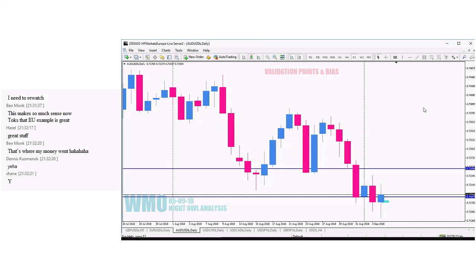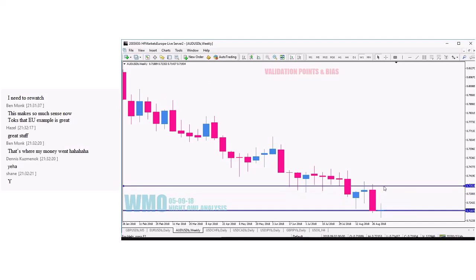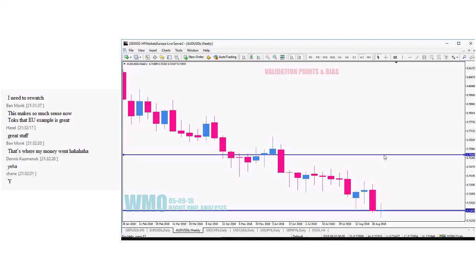Let me look at day. Let's go to Aussie and do the same example. You'll be surprised how simple this is, but when your trading becomes simple and boring, then you know you're on the right track.